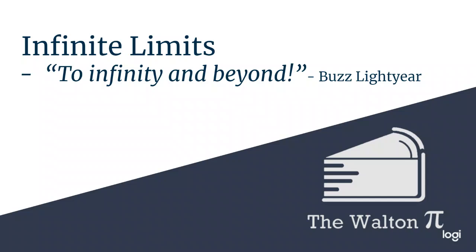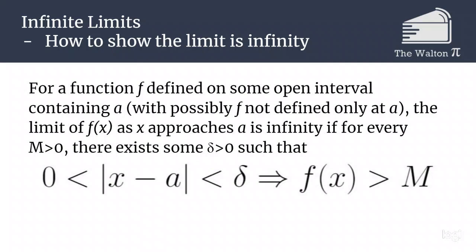Today we're going to be talking about infinite limits. So how do we show that the limit of a function is going to be infinity? That's going to be our big question here. We're going to say that for a function f defined on some open interval containing a, with potentially f not defined at a, the limit of f of x as x approaches a is infinity if for every big M bigger than 0, there exists a delta greater than 0 such that if the absolute value of x minus a is less than delta, then f of x is going to be greater than M.